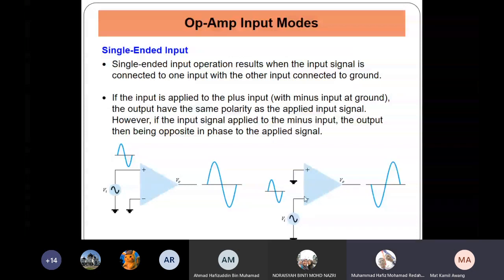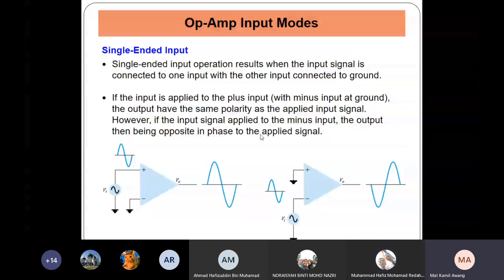So what happens is that a positive input will result in a negative output. Okay, so the signal is actually 180 degrees out of phase. So if the input is applied to the plus input here with the minus input at the ground, the output has the same polarity as the applied input signal. However, if the input signal is applied to the minus input, the output is opposite in phase to the applied signal. So just like what I have explained just now.